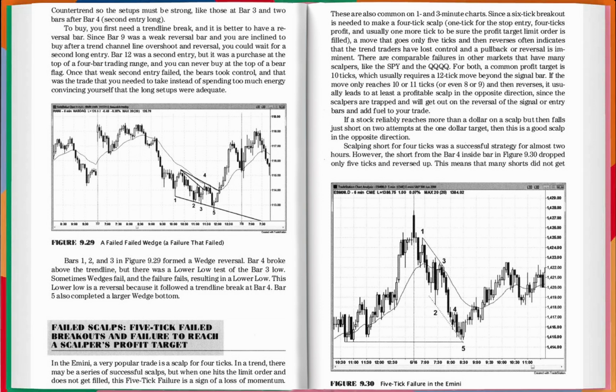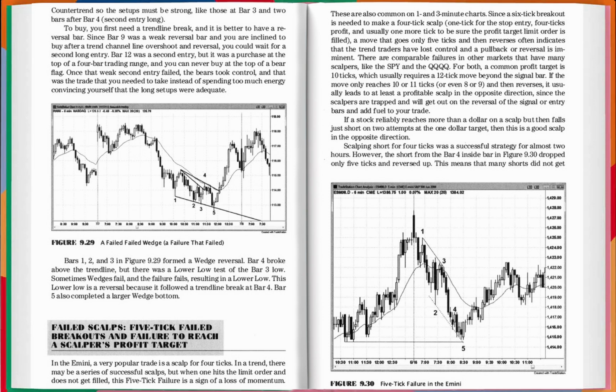In a trend, there may be a series of successful scalps, but when one hits the limit order and does not get filled, this 5-tick failure is a sign of a loss of momentum. These are also common on 1 and 3 minute charts. Since a 6-tick breakout is needed to make a 4-tick scalp: 1 tick for the stop entry, 4 ticks profit, and usually 1 more tick to be sure the profit target limit order is filled.